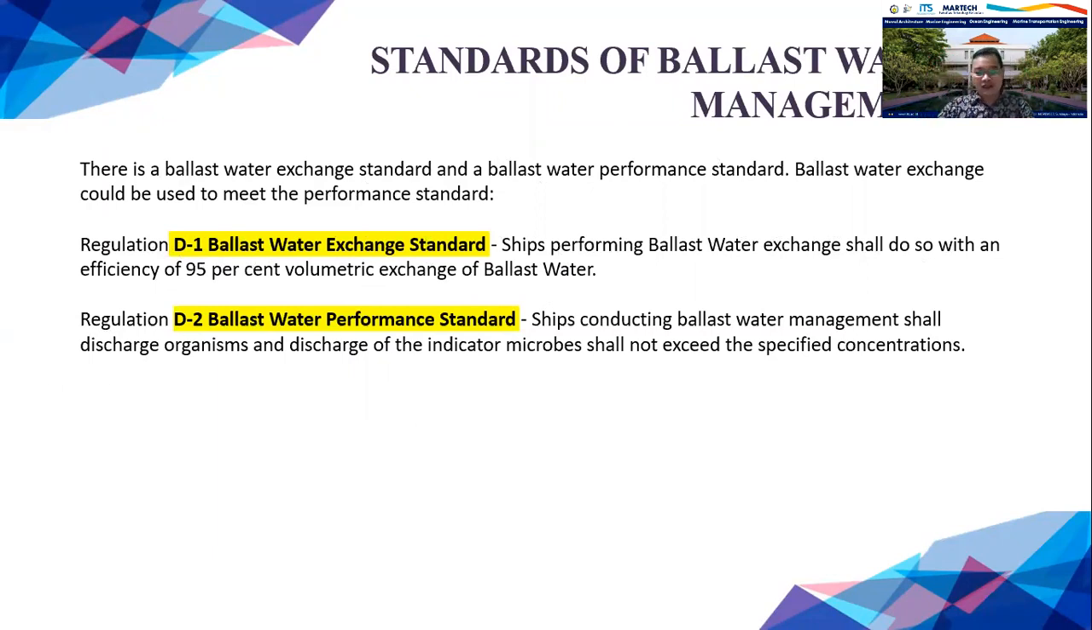Regulation D2 relates to the ballast water management standard. So a ship conducting ballast water management shall discharge organisms and indicator microbes that shall not exceed the specified concentration. How is it possible to discharge with the specified concentration? So there is some treatment. I will explain it later on.